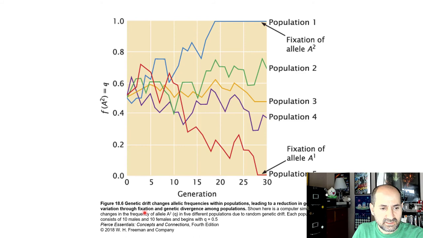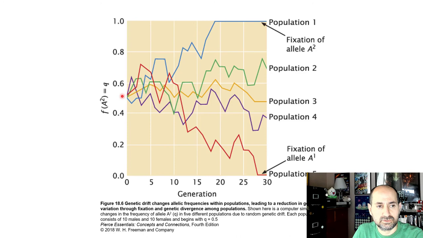Here you can see, again in figure 18.6, a computer simulation of changes in the frequency of allele A2, so allele 2, which is represented by Q, in 5 different populations due to random genetic drift. So what you're looking at is a computer simulation where you've started with a 50-50 even split between allele 2 and allele 1, right? So half the population has allele 1, half the population has allele 2.